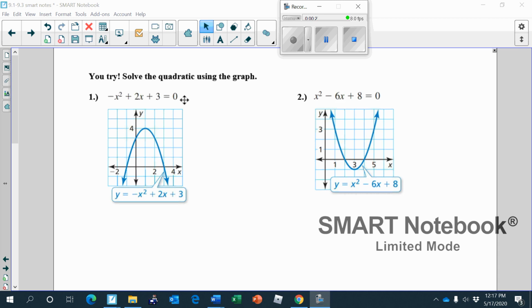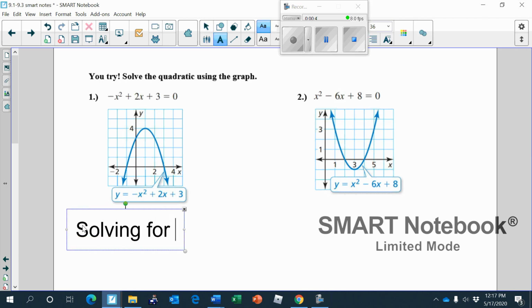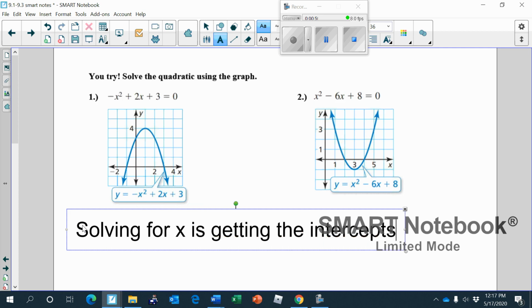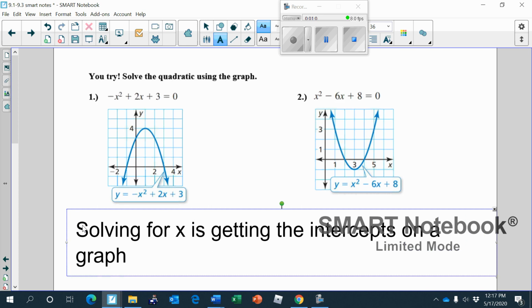Okay, so we kind of know actually already how to do this, right? So it says solve the quadratic using the graph. So what chapter 9 is all about is solving for x, okay? So what we looked at last chapter was getting the intercept, and that is solving for x. So let's just jot that down. You don't have this in your notes, but that's okay. Solving for x, just so you have it later on when I give you the answer key for the notes. So solving for x is getting the x-intercepts on a graph, okay?